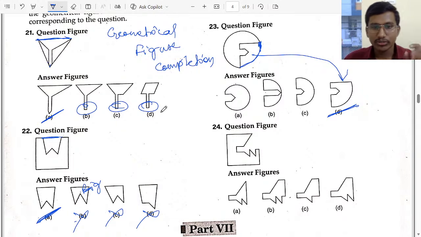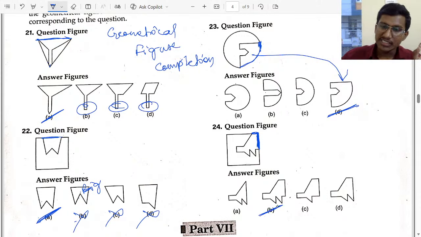Okay, good. Now the 24th is also a square. So if you join the square and complete it, it will look like this. So what will be the answer here? Tell me. The answer will be option B. Okay, so that is how the inside part will come. So that is answer option B for the 24th. So this is how you have to do.